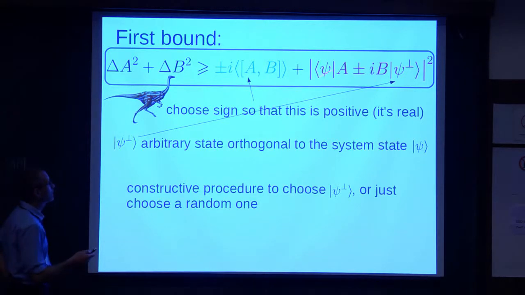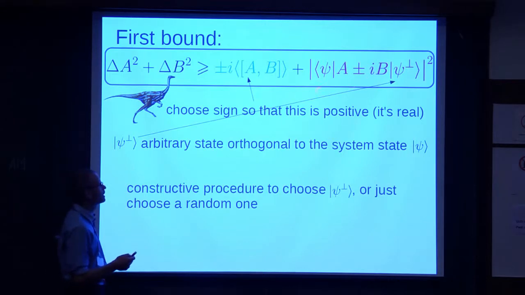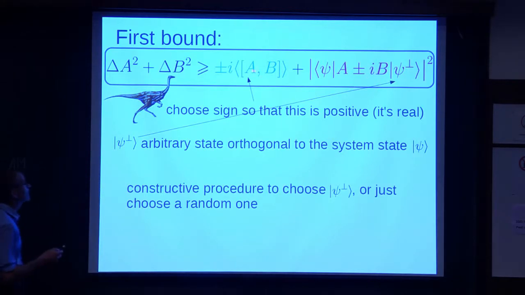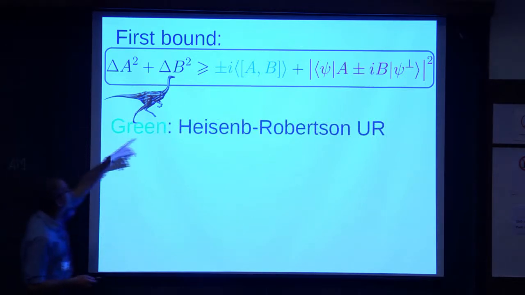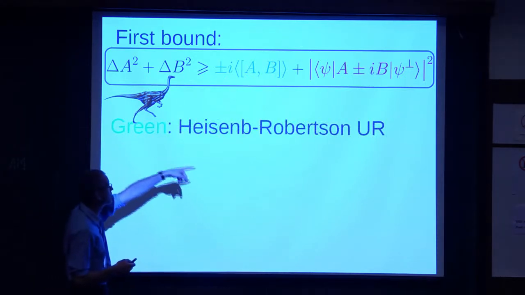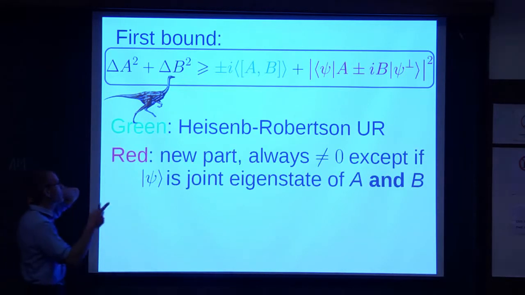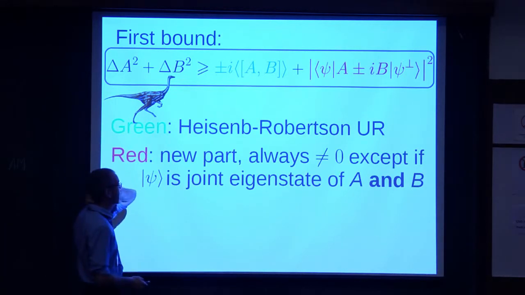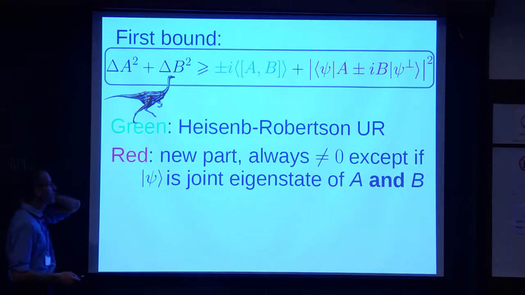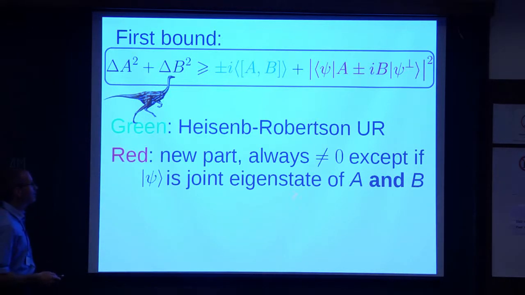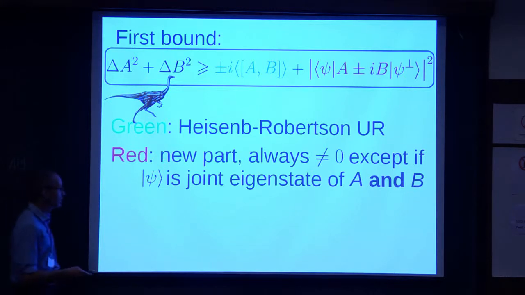And if you choose a random one, almost for sure this red part is going to be non-zero. Okay, and oops, sorry. The green part here is what comes out from the Heisenberg-Robertson uncertainty relation, while the red part is a new part, which, of course, is, as I was saying, almost always different from zero, except if psi perpendicular is a joint eigenstate of A and B.